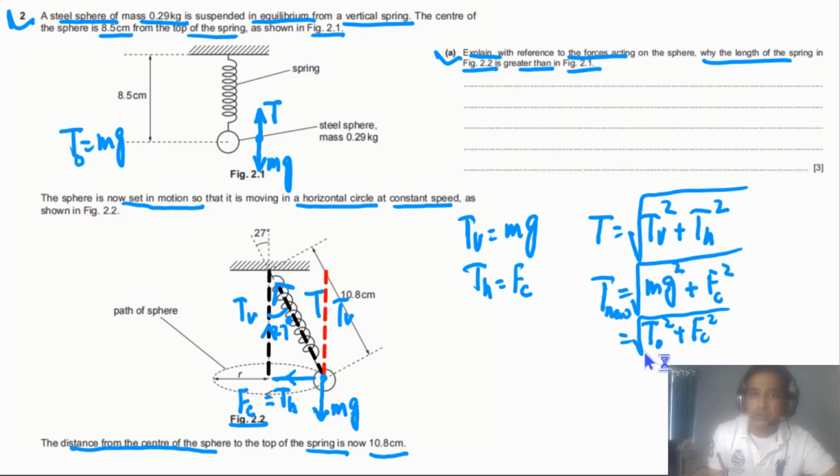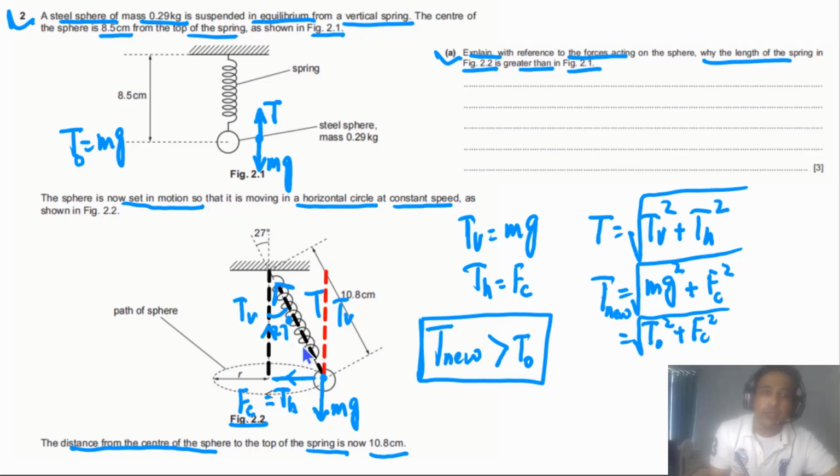I hope now it is very clear to you from here that T new is greater than T naught, because the extra force provided by the spring is the centripetal force. So the spring in this case is also providing the centripetal force, meaning the horizontal component of tension in the spring is providing centripetal force. That's the reason T new is greater than T naught.